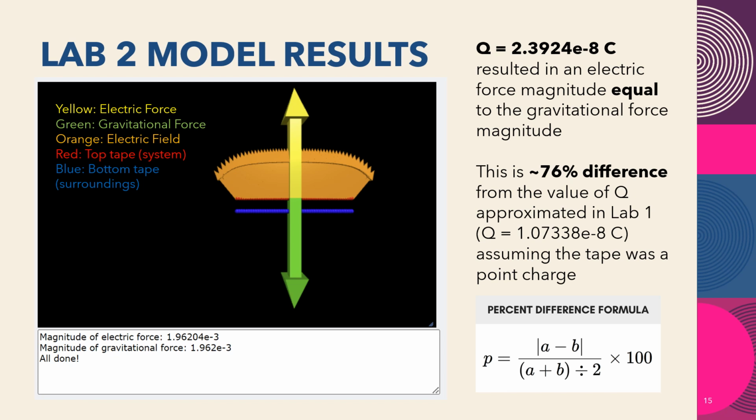From this computational model, I estimated the Q to be around 2.4 times 10 to the negative 8 coulombs, which is determined by testing what value of Q would make the electric force equivalent to the gravitational force. This is a 76% difference from the value of Q approximated in Lab 1, which is 1.07 times 10 to the negative 8 coulombs, and the Lab 1 value was computed by assuming the tape was a point charge.